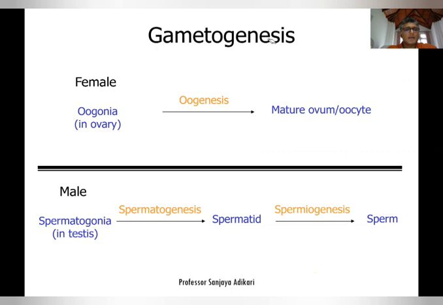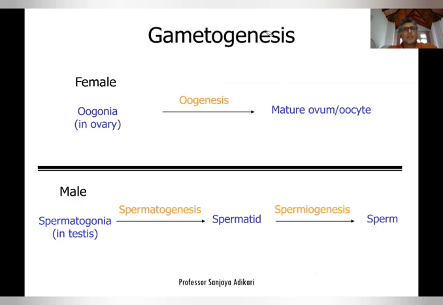Then similarly, oogonium is singular and oogonia is plural. Similarly, spermatogonium is singular and spermatogonia is plural. Okay, better to know these terms first, so I will use these terms freely here.